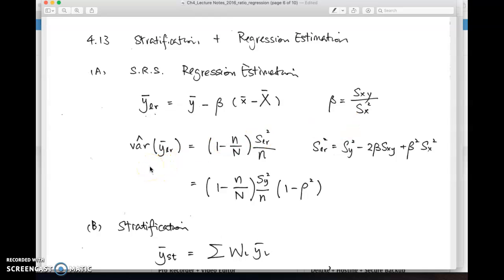We also discuss how we estimate the variance of y bar under the linear regression method. That would equal the finite population correction factor multiplied by s squared over n. In this case, s squared equals sy squared minus 2 beta sxy plus beta squared sx squared. Or alternatively, we can say that the estimated variance under linear regression equals the variance of the y bar under the ordinary estimation multiplied by 1 minus rho squared. Rho is the correlation between variables x and y.